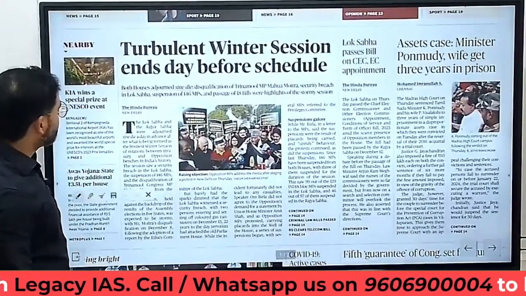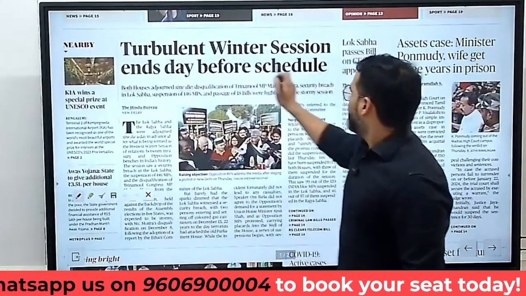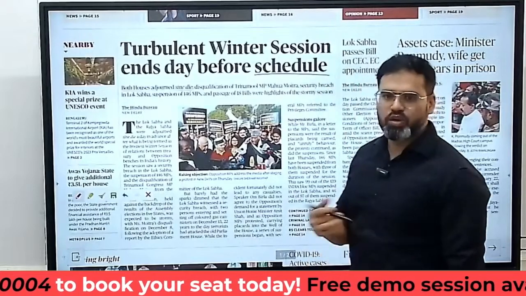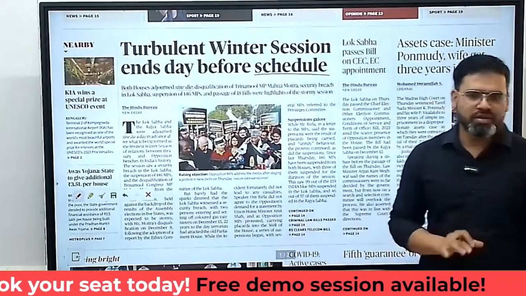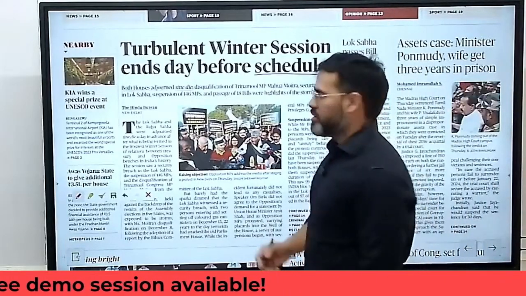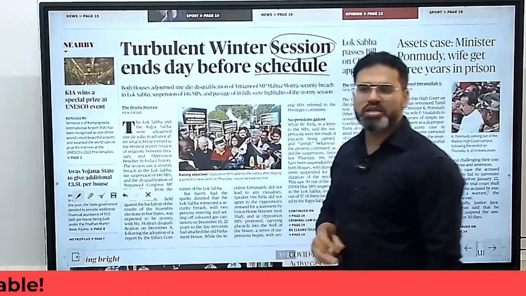I mean, this front page, if you look, first news is: turbulent winter session ends today before schedule. जो schedule था last date को, उससे पहले they have terminated. सबसे important अपनी इसको quality point of view. What is session basically? Correct? What is the session?